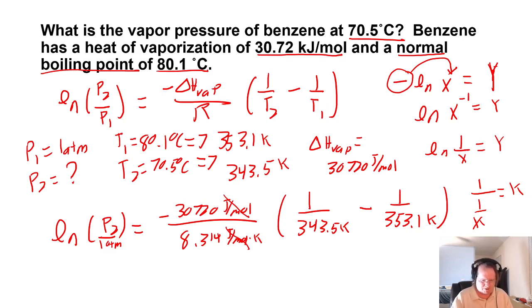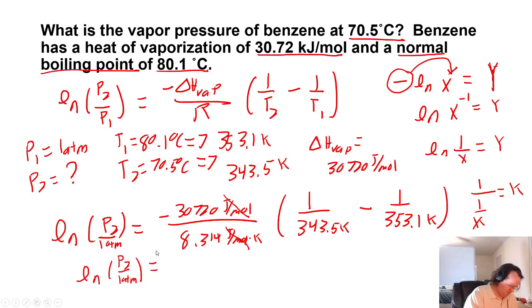We're dividing it by 8.314. And then we're multiplying it by the difference of these two temperatures. Make sure you're careful with parentheses when doing something like this, because that's a really common place to have issues. So here we have the natural log of P2 over 1 atmosphere equals, let me check something real quick. Yeah, that answer is reasonable.